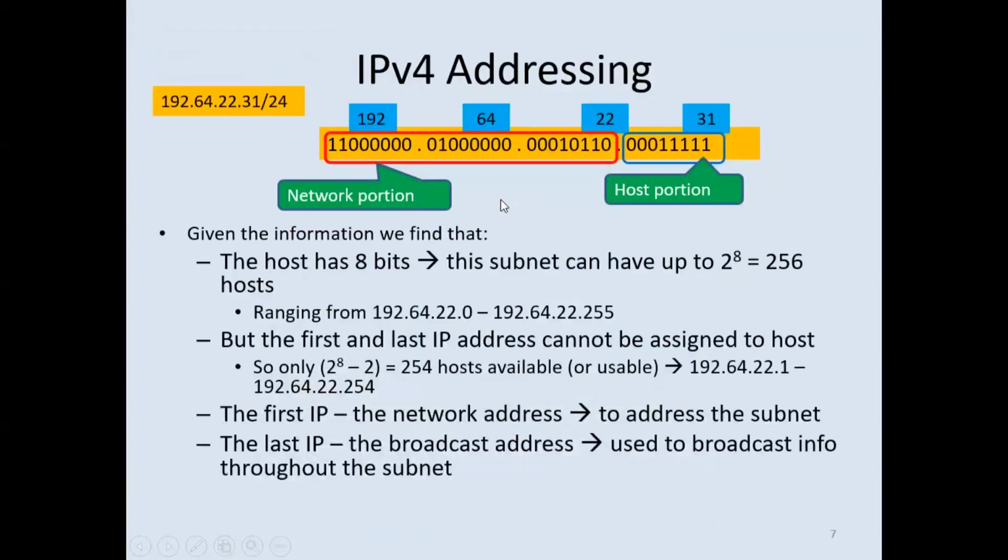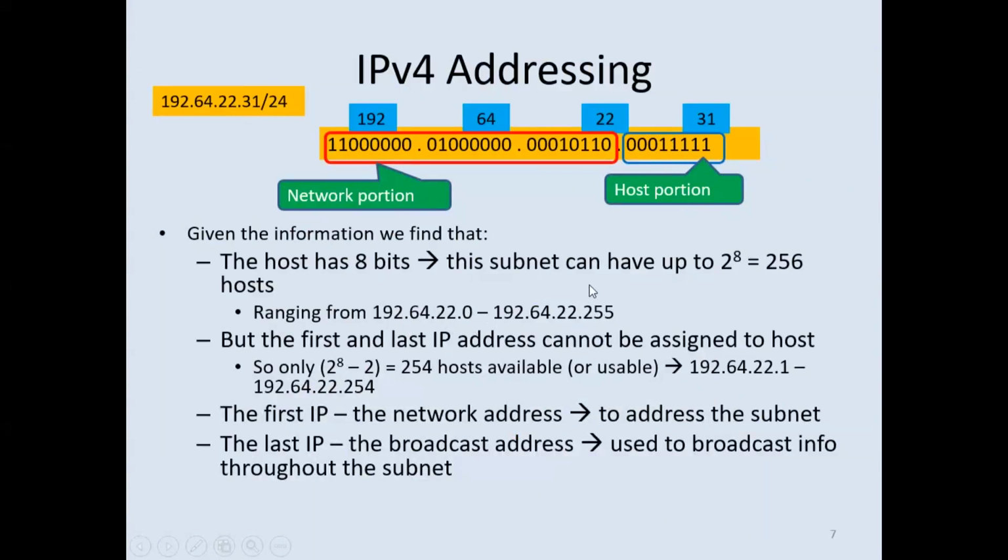So given the information, we find that the host has 8 bits. In this case, the host has 8 bits. So this subnet can have up to 2 to the power of 8, that is 256 hosts. Okay, 256, because we have 8 bits here. So the host IP address can be between 22.0 and 22.255.